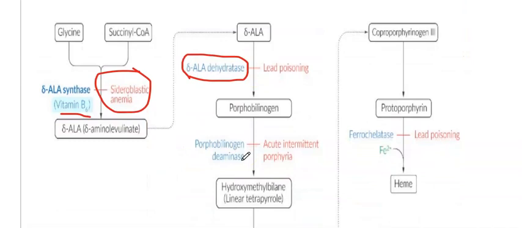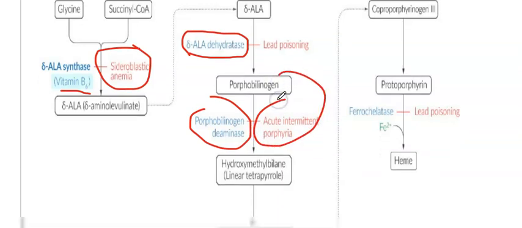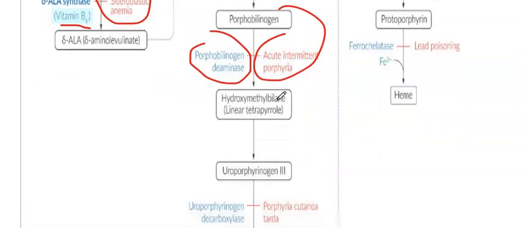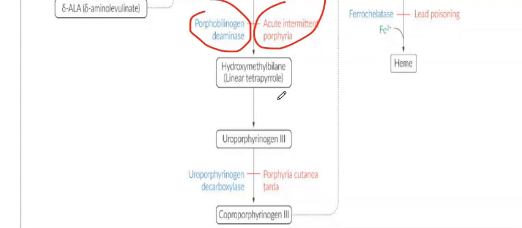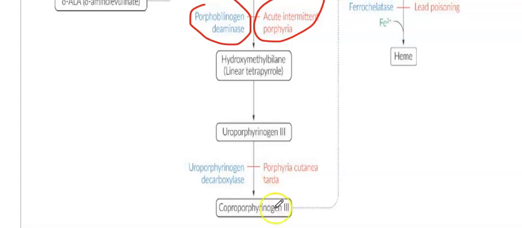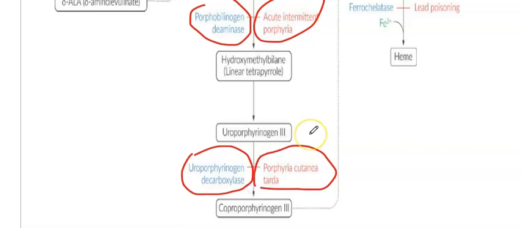Now the porphobilinogen is converted into hydroxymethylbilane, a linear tetrapyrrole, through the enzyme porphobilinogen deaminase. The defect here produces acute intermittent porphyria. Now the hydroxymethylbilane will be converted into uroporphyrinogen III, and uroporphyrinogen will be converted into coproporphyrinogen III through the enzyme uroporphyrinogen decarboxylase, UROD, and a defect in this enzyme leads to porphyria cutanea tarda, PCT.